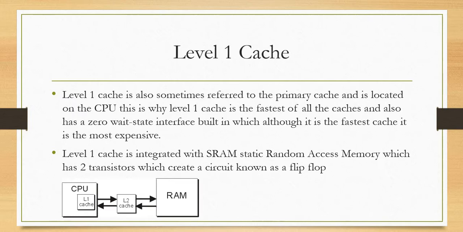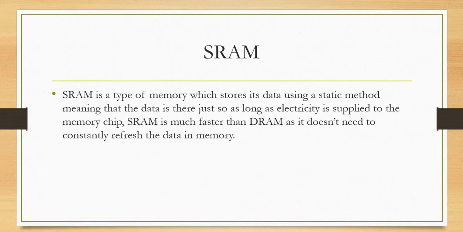So the next slide, I'm going to explain what static random access memory is. Static random access memory is another type of memory which stores its data using a static method, meaning that the data is there just as long as the electricity is supplied to the memory chip. SRAM is much faster than dynamic random access memory, as it doesn't need to constantly refresh the data in memory.